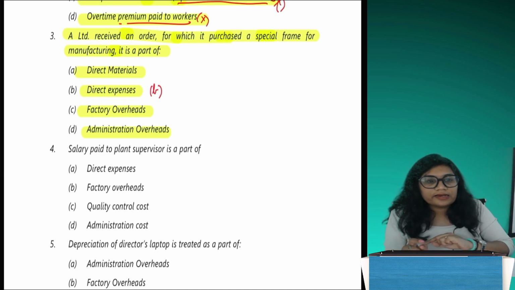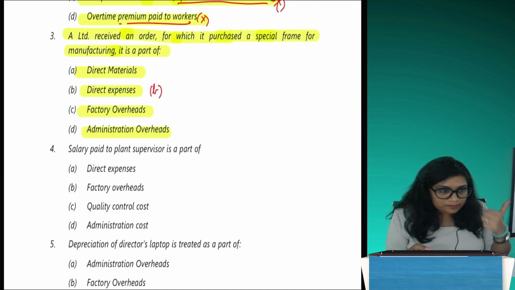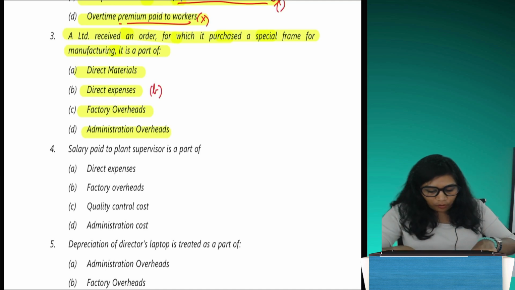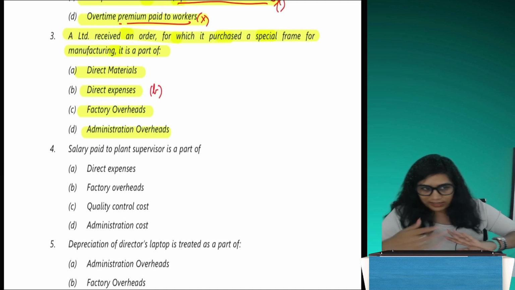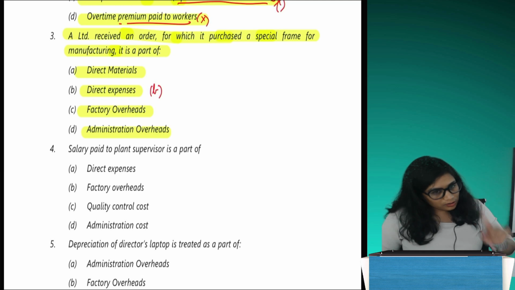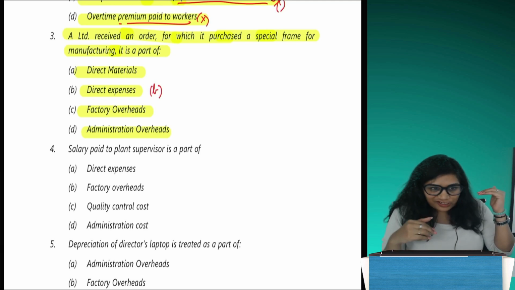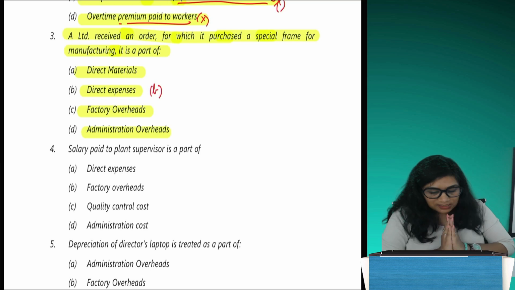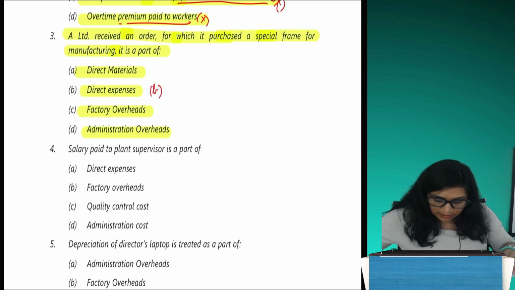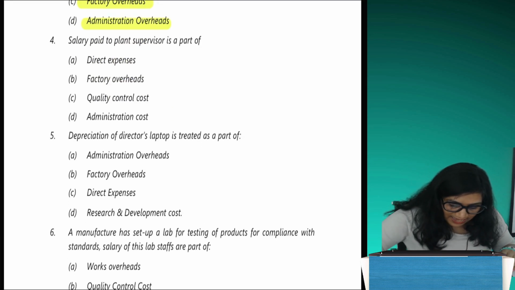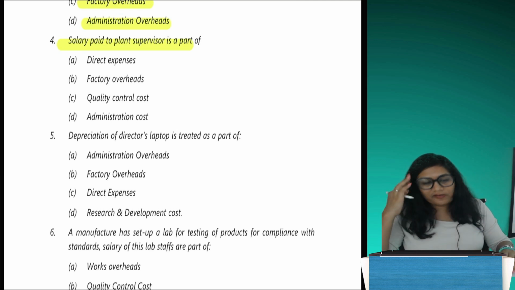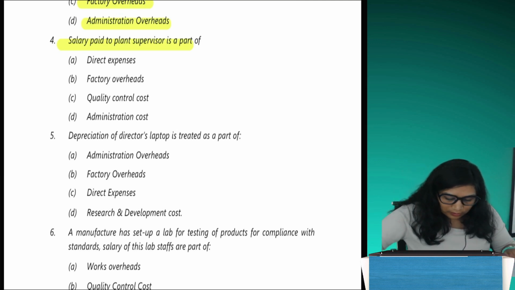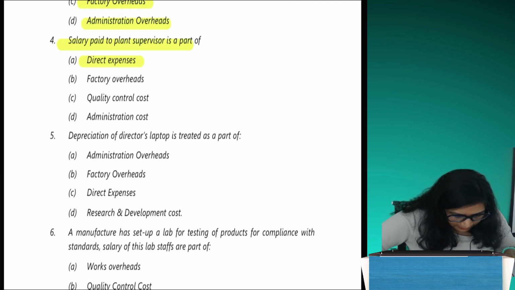Is it okay? Next. Sixth one, a manufacturer has set up a lab for testing of products for compliance with standards. Salary of this lab staff is part of. So as part of compliance, there is a department which is set up, basically a lab, which does testing of products. So whatever you manufacture, they test if it is giving the same results as they thought it would. Now whoever is engaged in that lab to do the testing, their salaries will be part of which expenses? Works overheads, quality control test cost, direct expenses, research and development cost.